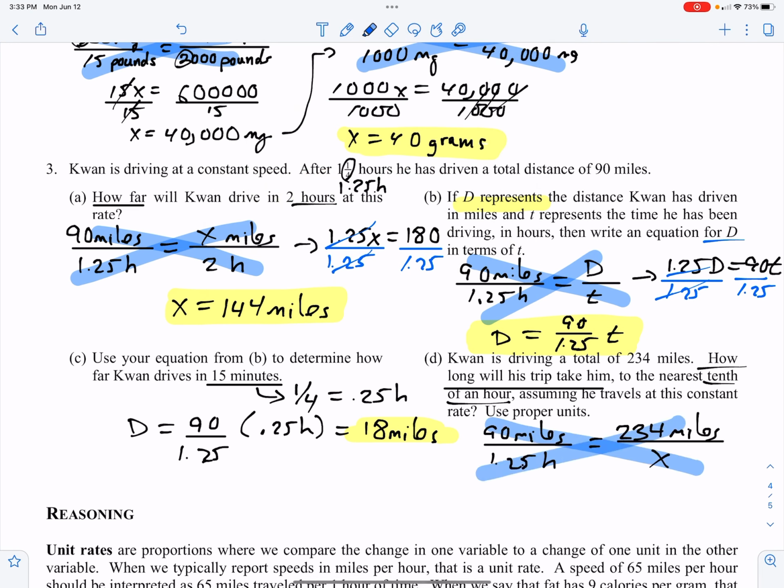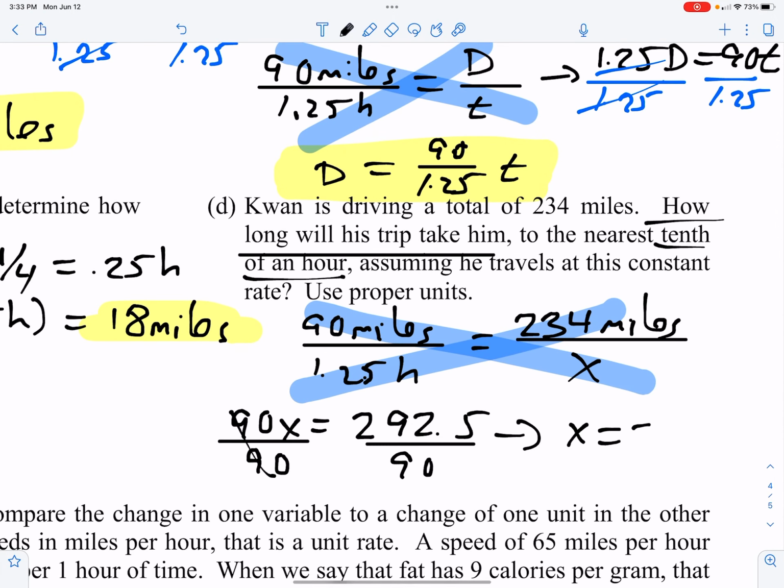So 90X equals 1.25 times 234, which is 292.5. Go ahead and divide by 90 on both sides to get X by itself. Right, and it's 3.25 hours, but if I round it to the nearest 1/10, let's see, to the nearest 10th right here would be 3.3 hours.